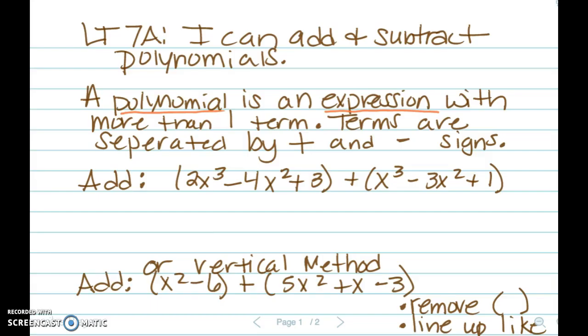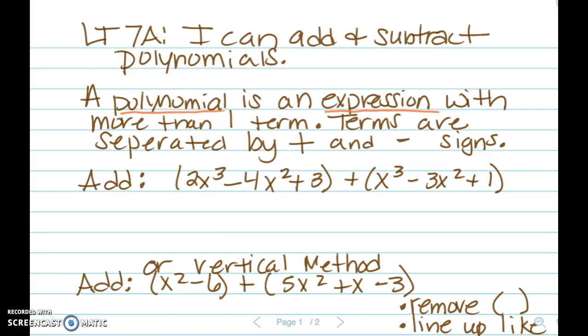So first we're going to add these two polynomials. We have 2x cubed minus 4x squared plus 3, plus the second polynomial, x cubed minus 3x squared plus 1. Both of these polynomials have 3 terms.